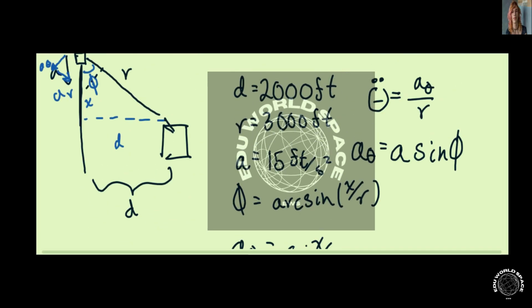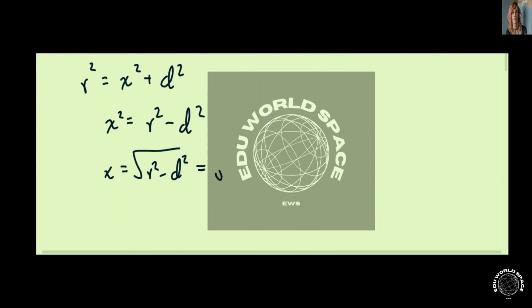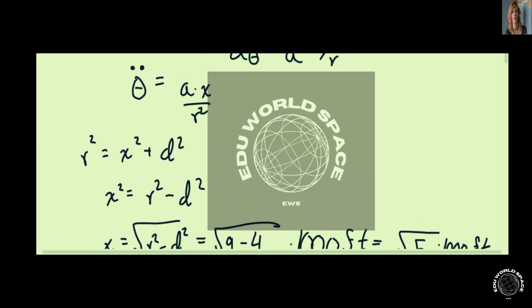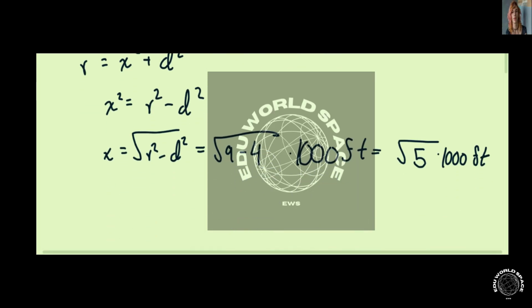which if we plug in, these are both 1,000 feet times 2 and times 3 respectively, so we can pull out the thousands. So that's 3 squared, which is 9, minus 2 squared, which is 4, times 1,000 feet, which is just root 5 times 1,000 feet. And we can plug this into our equation.